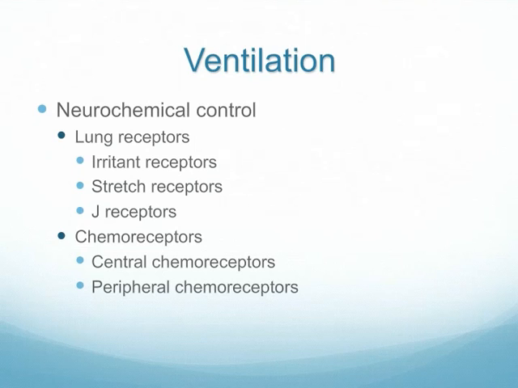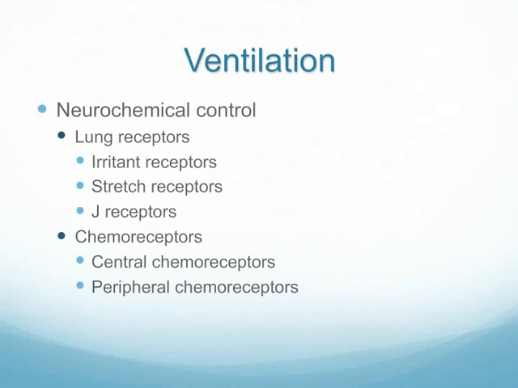Irritant receptors are receptors in your lung that respond to irritants. So for example, let's say you happen to be walking down the street and a bus drives by and blows a big cloud of black smoke up in your face, and you inhale part of it. You're probably going to cough. That's an irritant receptor. The lung senses, oh my gosh, we have an irritant in the lung, cough to get rid of it. That's what the irritant receptor does.